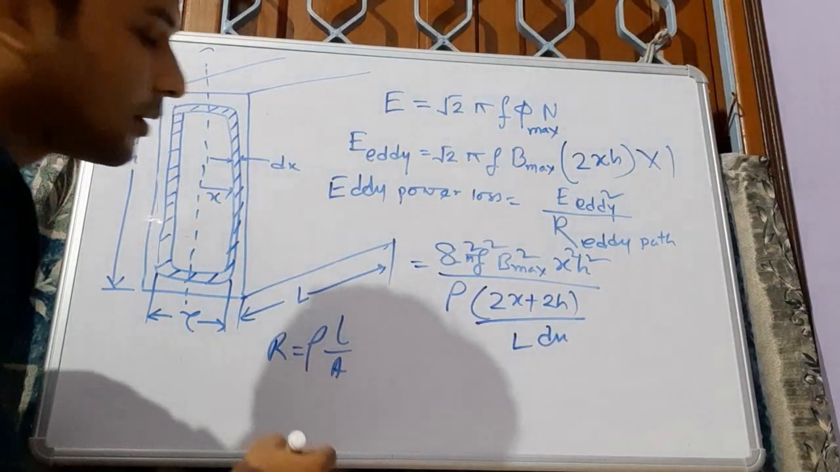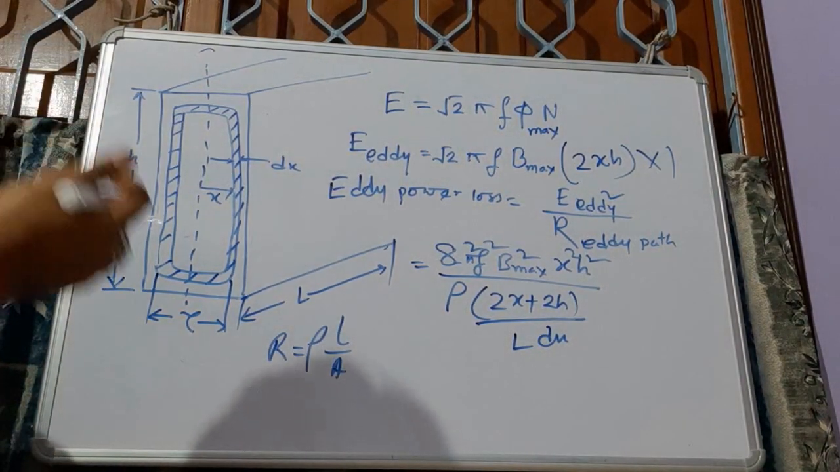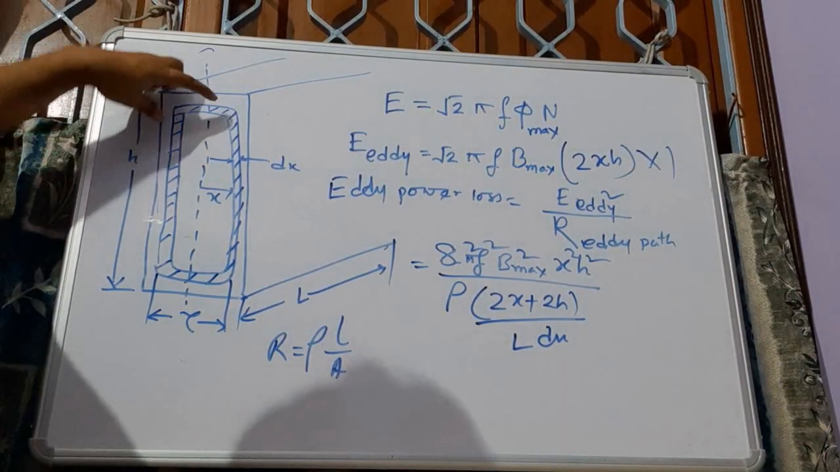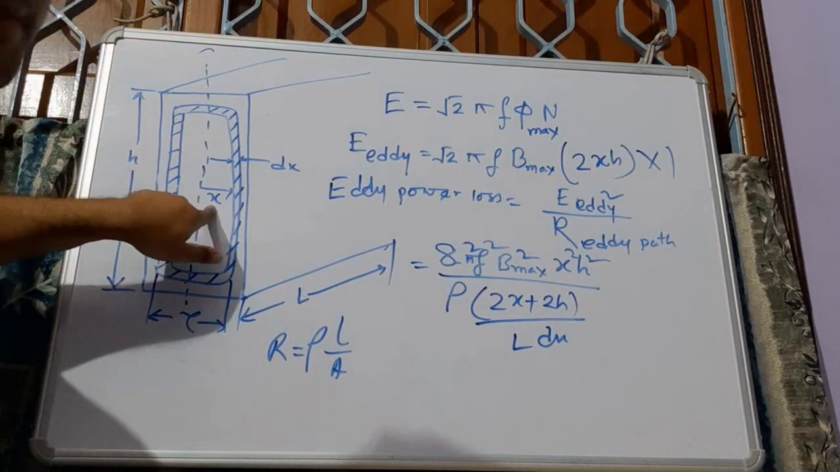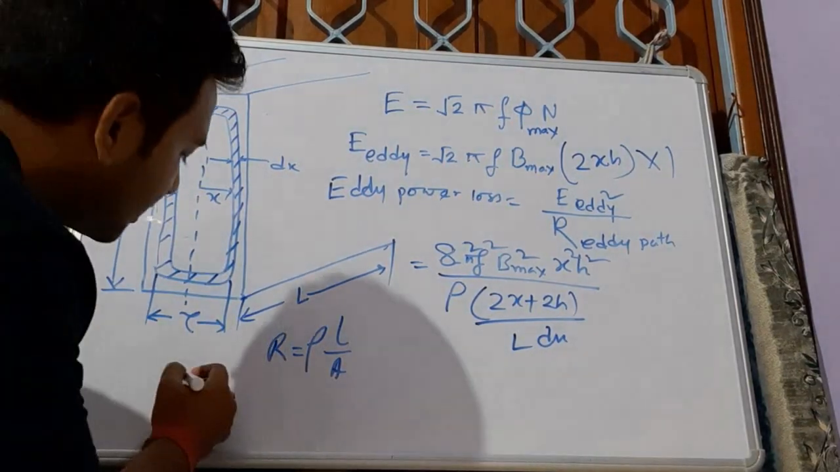Now you can see that as it is a thin plate, x is very smaller than h.